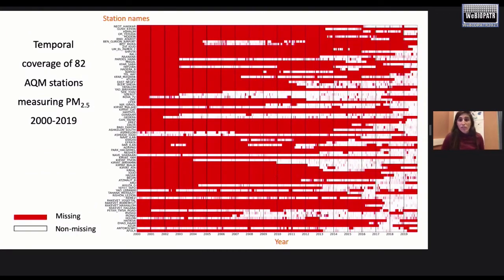In the first stage, I took a certain subset of the entire database for practical reasons. This is the temporal coverage of all 82 AQM stations in the 20 years that I had. The white is where I have measurements and red is where I don't. So eventually I took a subset of 59 stations and their measurements between 2012 and 2019.